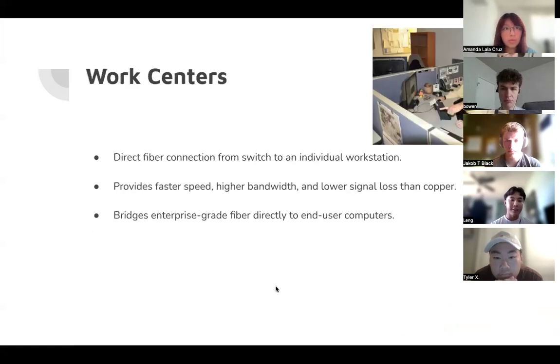And fiber isn't just used in big networks. It can also be used for individual workstations. Fiber to the desktop, FTTD, gives a direct fiber link from the switch to a user's computer. This gives the workstation higher speed, more bandwidth, and less signal loss compared to copper, bringing that enterprise level performance straight to a single user.